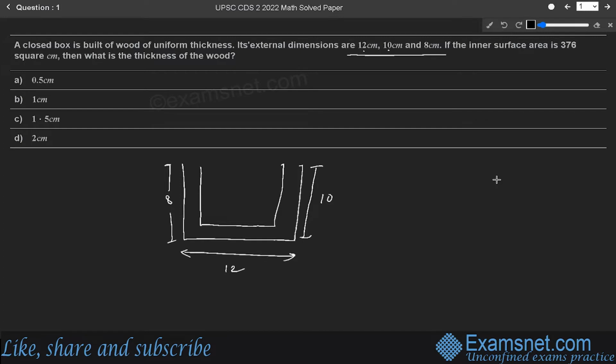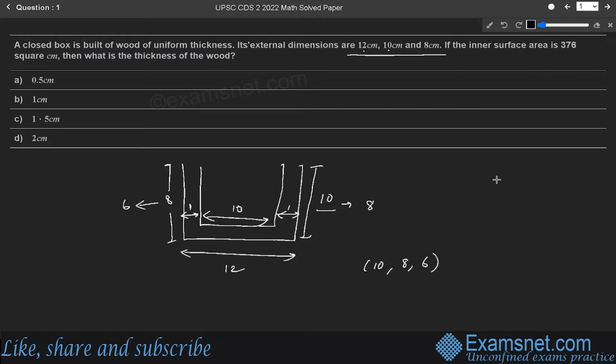Now if we want the dimension of the inner box, then we have to subtract this one and we have to subtract this one. So the internal dimensions will be, this will be 10. Similarly, subtracting 2 from 10, it will be 8. And similarly, subtracting 2 from 8, it will be 6. So the internal dimensions are 10, 8 and 6. These are the internal dimensions. I hope it is clear to you.